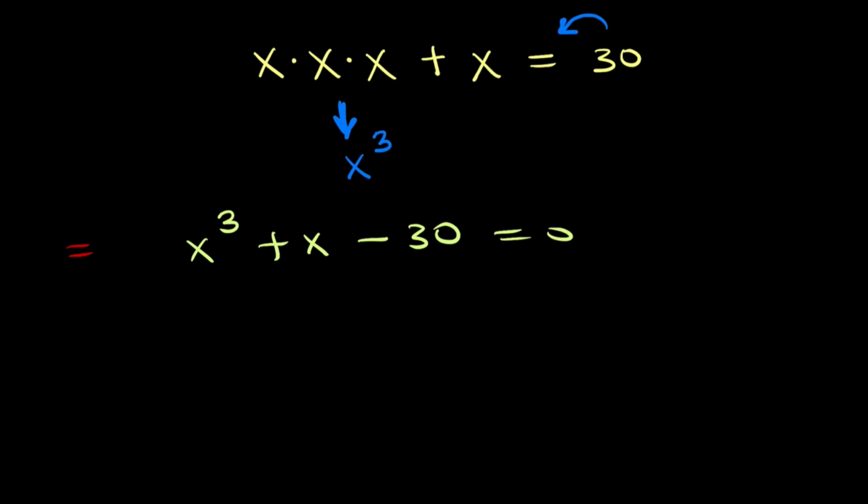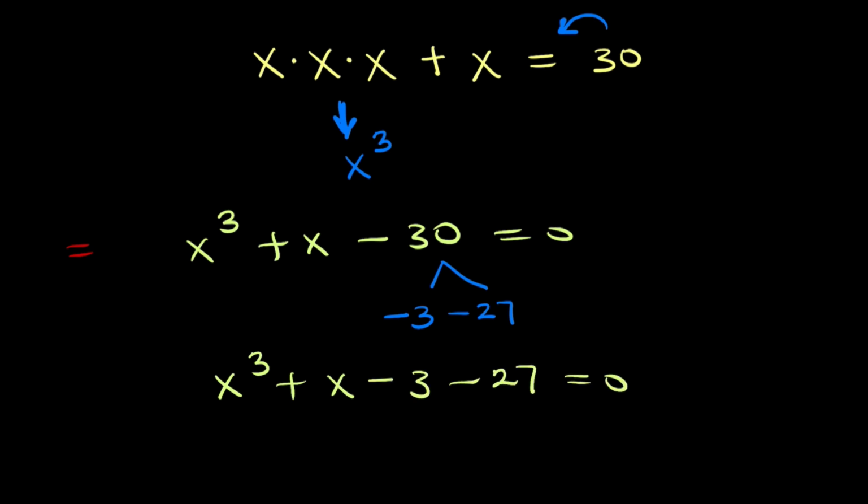Now I'll break down 30 into 3 and 27 like this. So which means negative 30 is minus 3 minus 27. So the new equation becomes x raised to power 3 plus x minus 3 minus 27 is equal to 0.